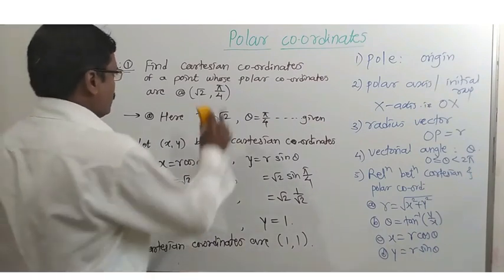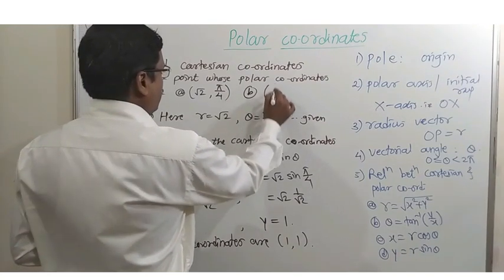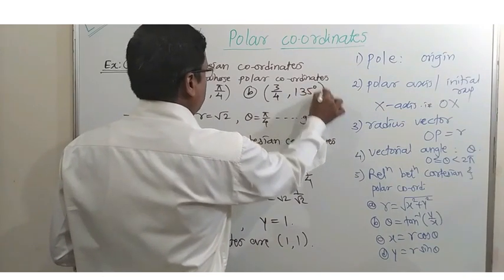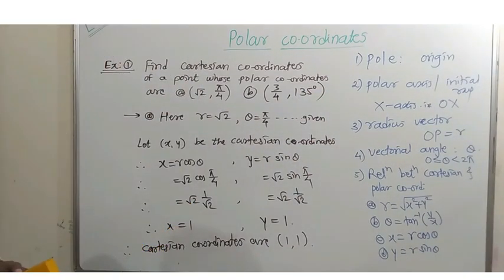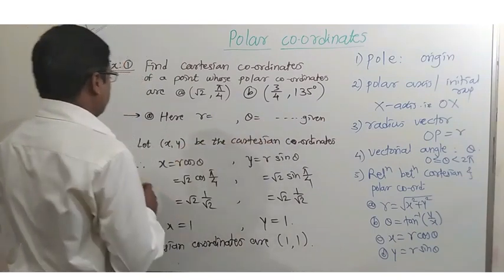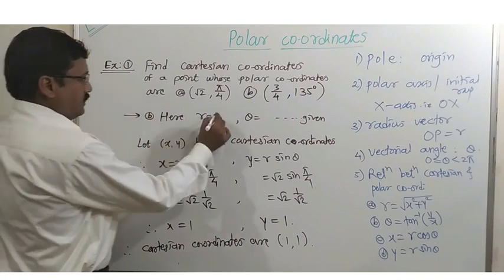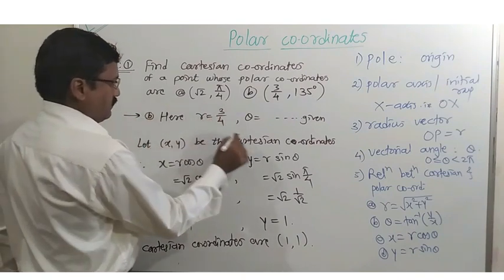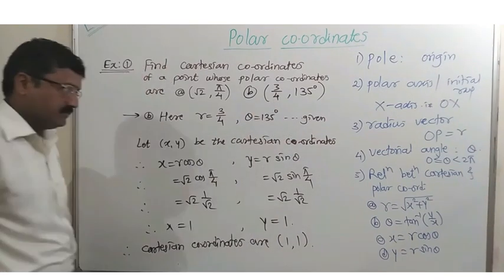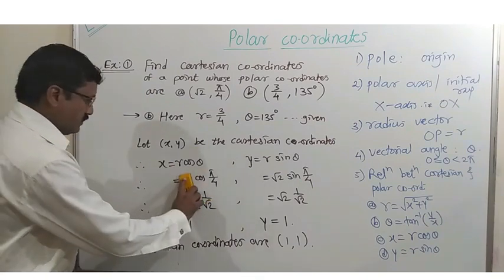Second, we will solve the second one, that is 3 by 4 and 135 degree angle. Here r is equal to 3 by 4 and theta is given as 135 degree. Let us use the similar way.